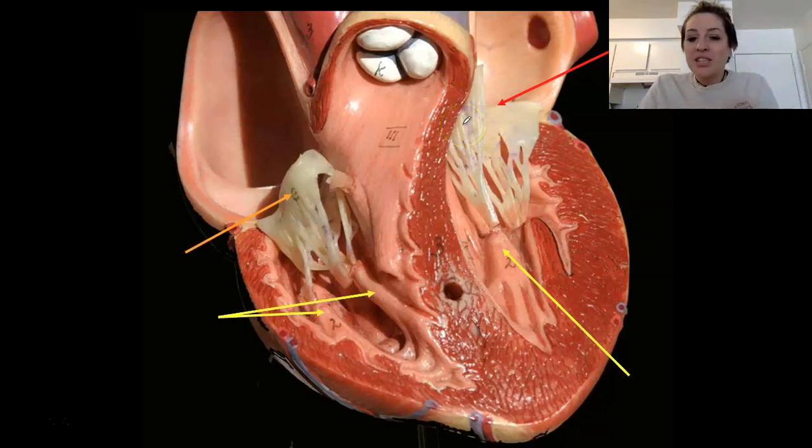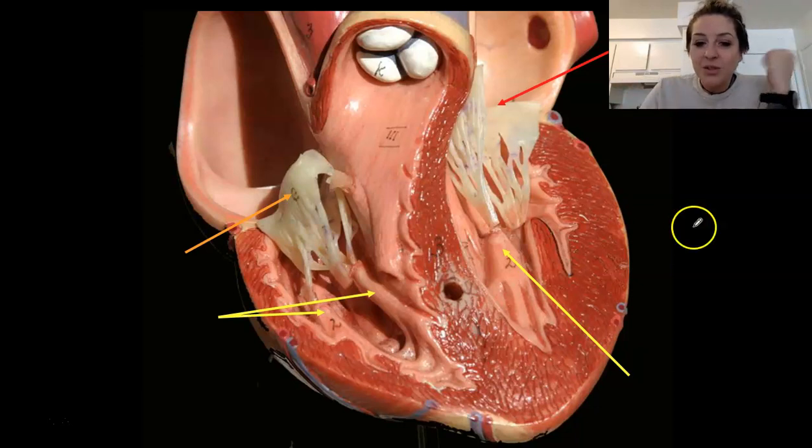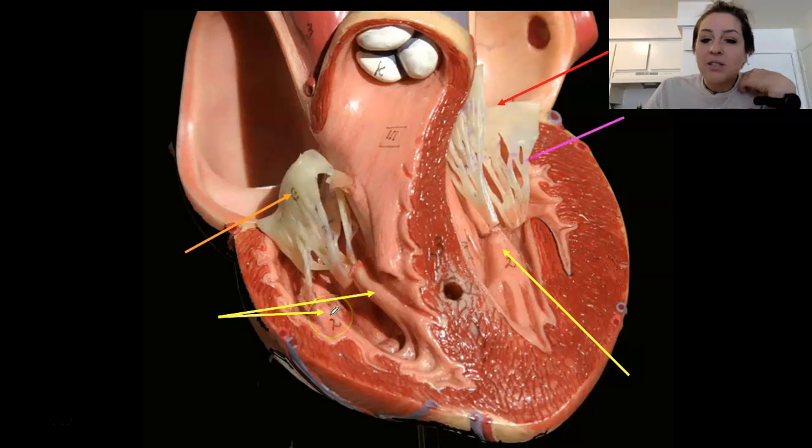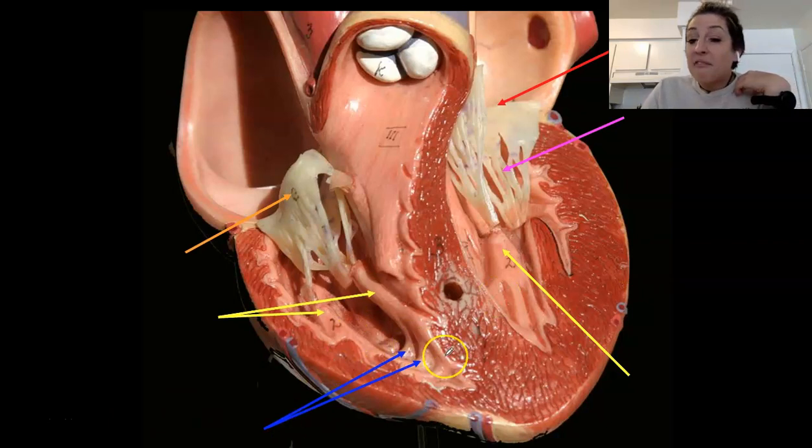Okay, remember I mentioned that the heartstrings are attached to these finger-like projections, these muscles. These are your papillary muscles. These papillary muscles attach to the chordae tendineae here. And then there is another muscle in the ventricles known as your trabeculae carneae.